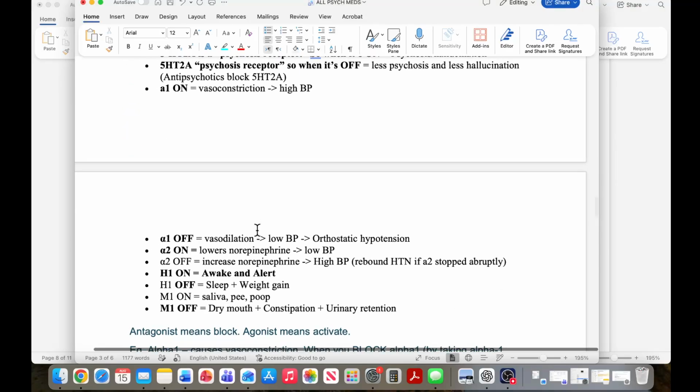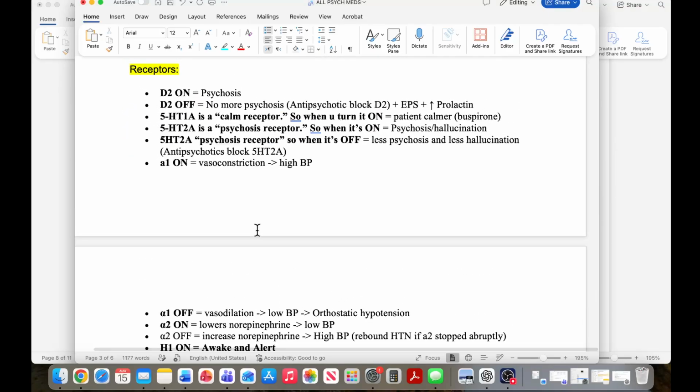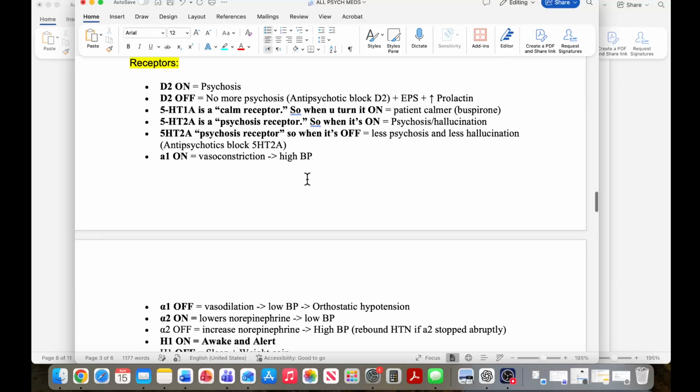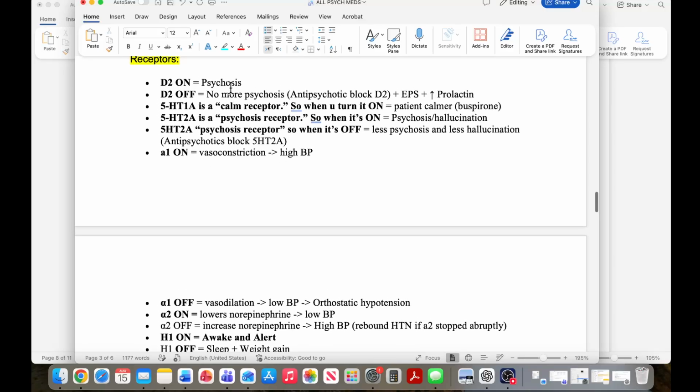This was interesting though. It has all of the receptors. I'll leave this here if you guys want it. So D2, that's your dopamine, right? What happens if it's on and what happens when it's off. And this is 5-HT1A, it's so hard to remember these numbers, so I just call it the calming receptor. When you turn it on, the patient becomes calm. That's buspirone.